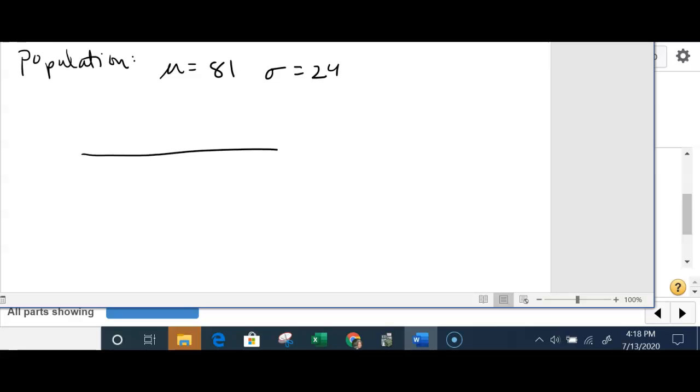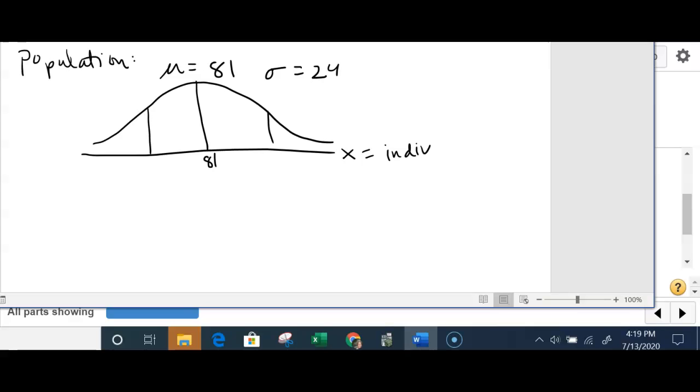That means that we had a distribution, or x is whatever the scenario is, like these are the individual measurements. And we have our mean at 81, and then a standard deviation above and below, 24 above that, so that's going to be 105, and 57, and that's 58, I believe. Okay, so that's what it is.